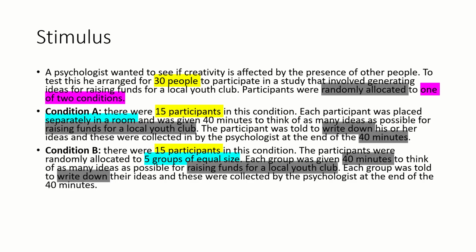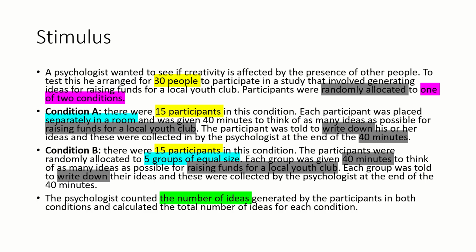Okay? So I'm going to bring all of these up. So in yellow, we've got the sample, so 30 people. That's what we know about them. So 15 in condition A and 15 in condition B. There we go, that's all of it. The IV, which is in green, is either separately in a room or 5 groups of equal size. So it's whether they're on their own or whether they're in a group.